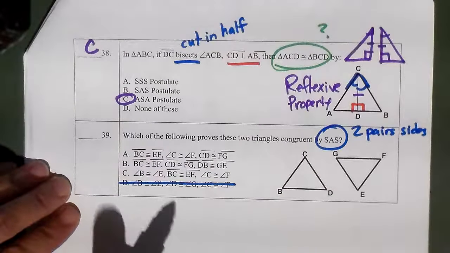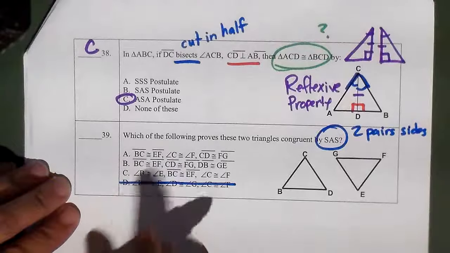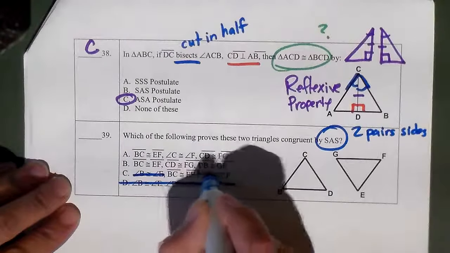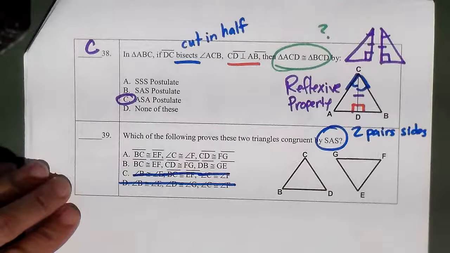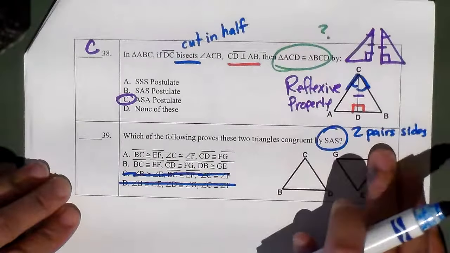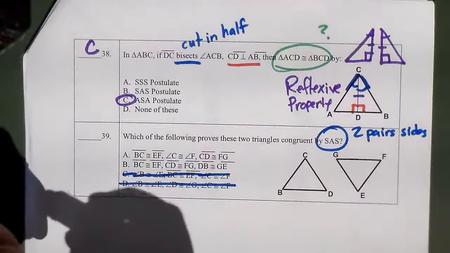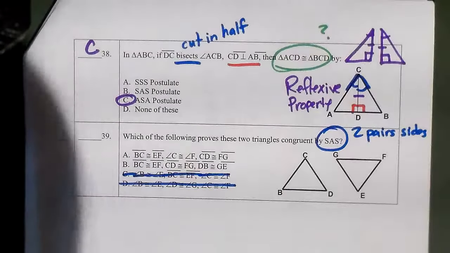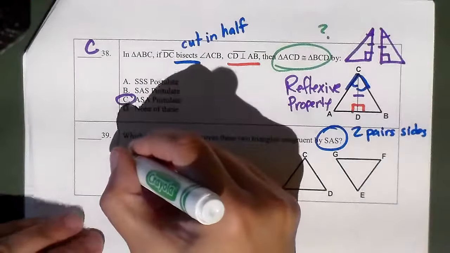We can mark out C, because what does C have? Two pairs of angles and a side. At best, that's angle, side, angle. So we're looking for two pairs of sides. If we're going to use side, angle, side, it has to be two pairs of sides. So we're down to A and B. Let's mark it up like A.